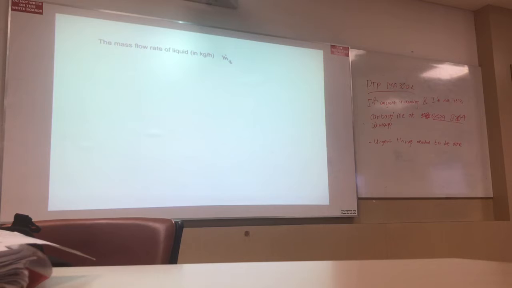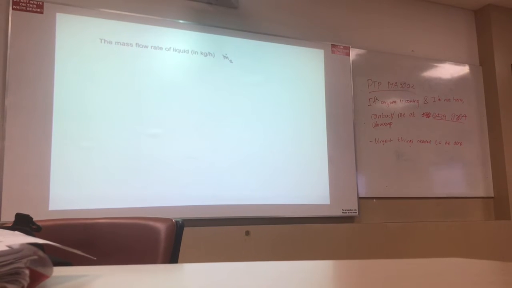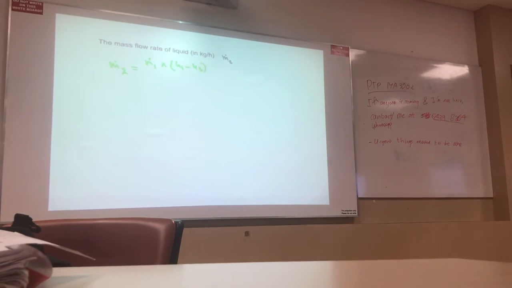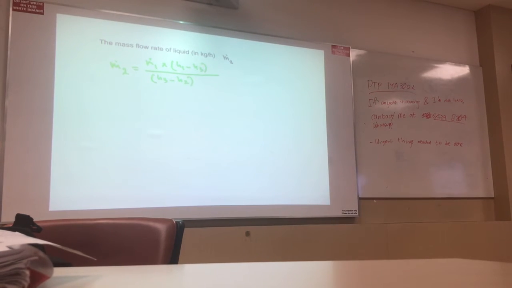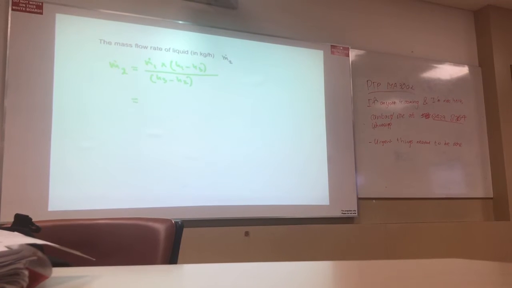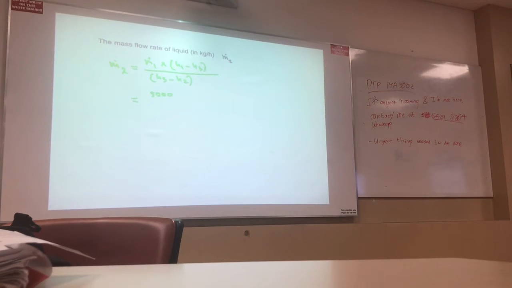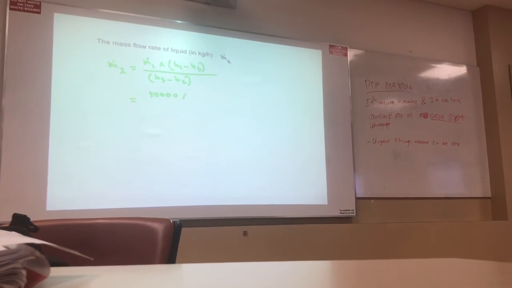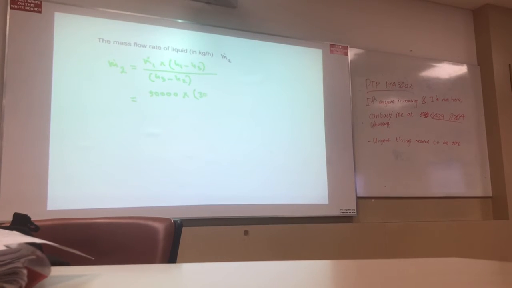Okay, what is the mass flow rate of liquid? You can get it easily, right? M dot 2 becomes m dot 1 times (H1 minus H3) divided by (H3 minus H2). M dot 1 is given, right? 50,000 kilogram per hour.